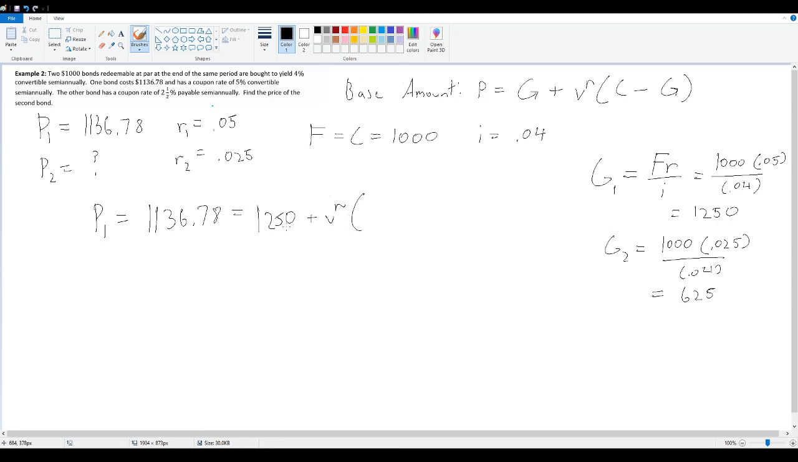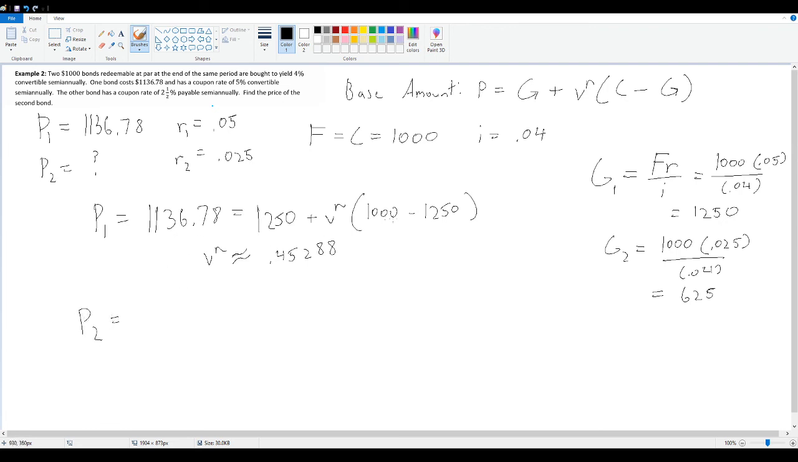G is going to be 1,250. C is going to be 1,000 because that's given. Minus 1,250 again. And we just solve this for v^n. For simplicity's sake, I'm just going to say it's approximately equal to this, though you should check it on your own calculator and make sure you have all the decimals saved.